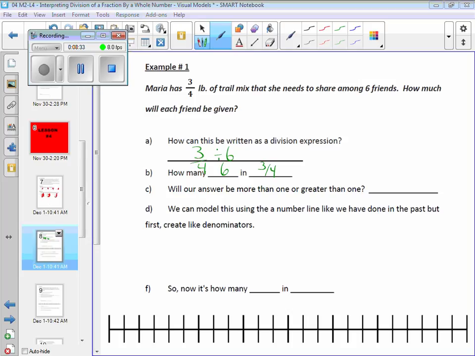So now that I've modeled it with the candy, will the answer be, well, what did everybody get? Did they get less than a bag or more than one bag? Less or more? Say it. Less. Okay. We're going to model it the same way as we modeled the previous lessons using a number line. Yeah, Mike.